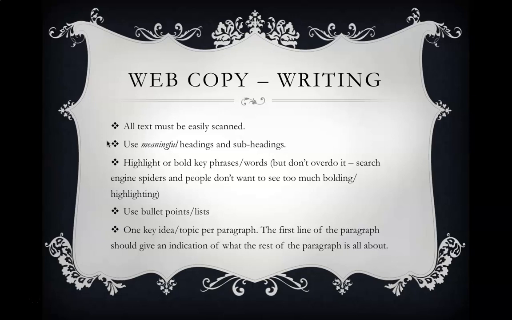Highlight or bold key phrases and words, but don't overdo it. Search engine spiders, which we're going to look at soon, and people don't want to see too much bolding or highlighting, and you know that from receiving a WhatsApp message that is all capital letters. Use bullet points and lists, and one key idea or topic per paragraph, as you would in academic writing or in your assessment or report. The first line of the paragraph should give an indication of what the rest of the paragraph is about.